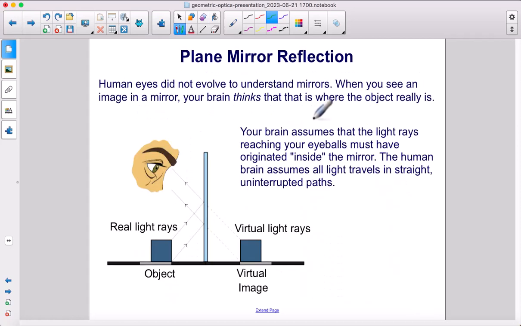Human eyes did not evolve to understand mirrors. When you see an image in a mirror, your brain thinks that that is where the object really is. Your brain assumes that the light rays reaching your eyeballs must have originated inside the mirror. The human brain assumes all light travels in straight, uninterrupted paths. So while the real light rays are actually coming off the object, bouncing off the mirror and hitting your eyes, your brain thinks there's actually an object here and the light rays are bouncing off of it right into your eyes.